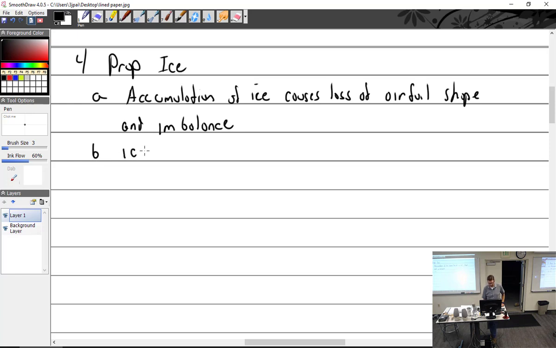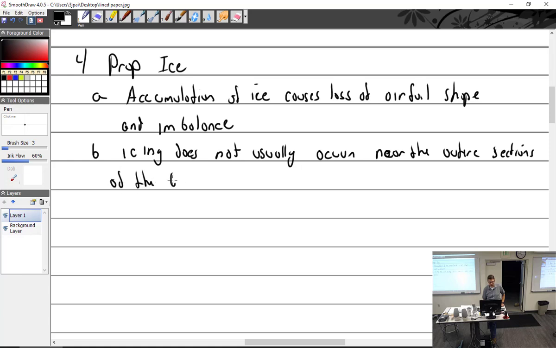First of all, I have to understand icing does not usually occur near the outer sections of the blades. Outboard just doesn't do it.